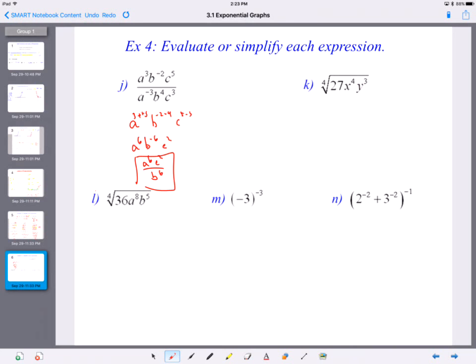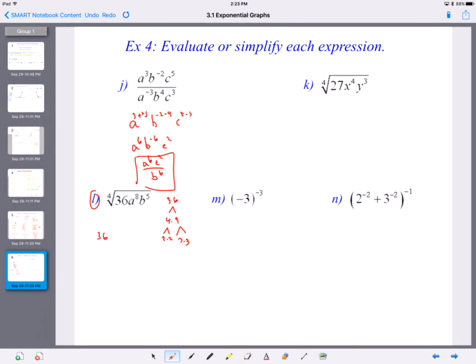Let's look at L here. So we're looking at the 4th root. So we're looking for groups of 4. So if you're not sure if 36 has any groups of 4, you're going to have to take 36 and break it up into its prime factorization. So 36 would be 4 and 9, 2 and 2, and 3 and 3. Do you have any groups of 4? No, the most you have is 2. So you're not going to be able to break up 36 in terms of the 4th root.